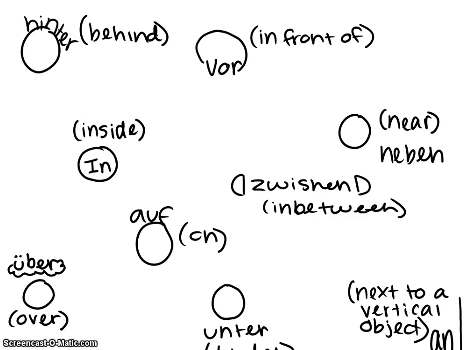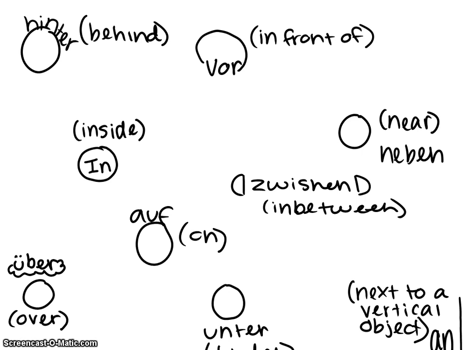There are 9 prepositions that belong in this category. The first is an, which means next to. In means inside of, neben means near, auf means on, unter means under, über means over, vor means in front of, hinter means behind, and finally, zwischen means in between.